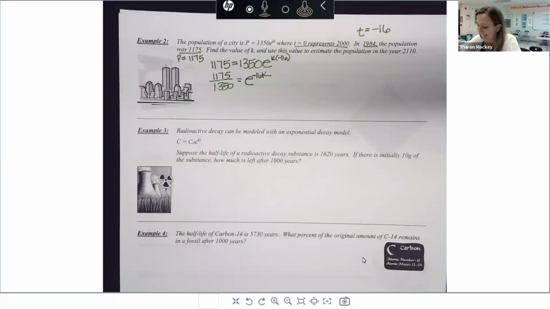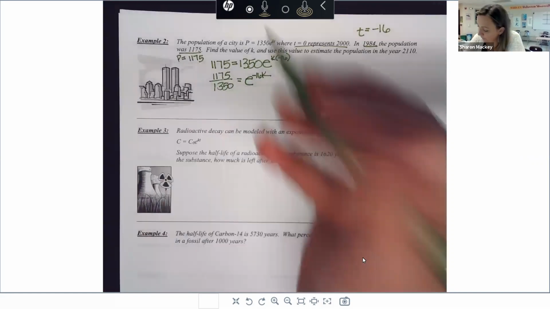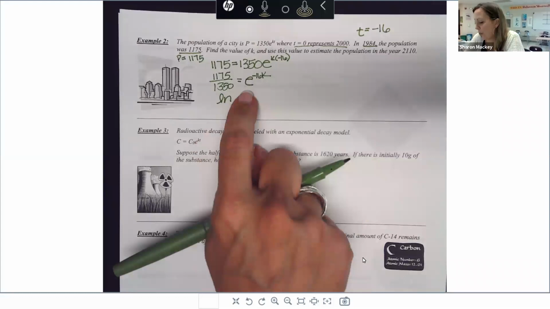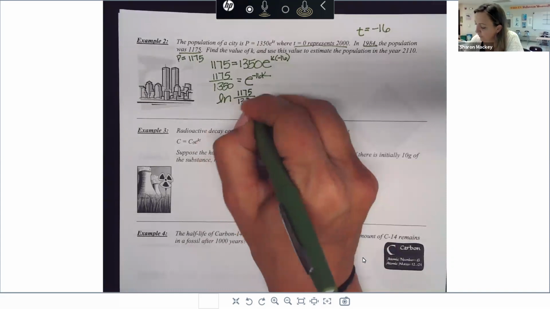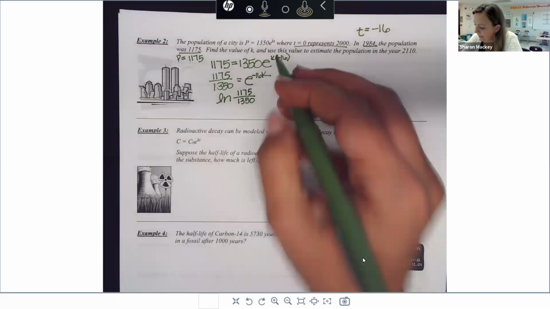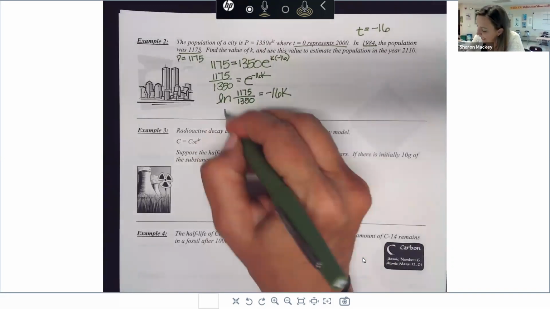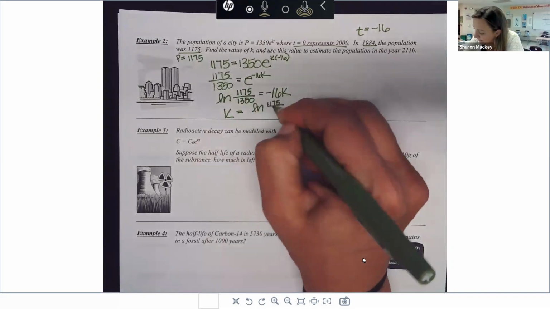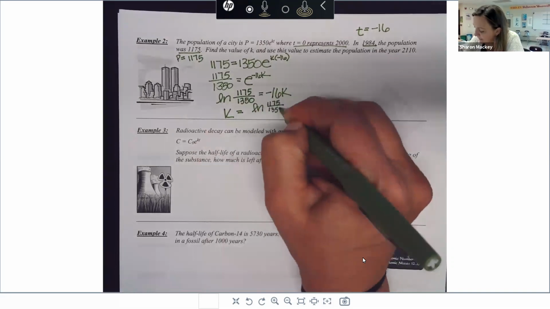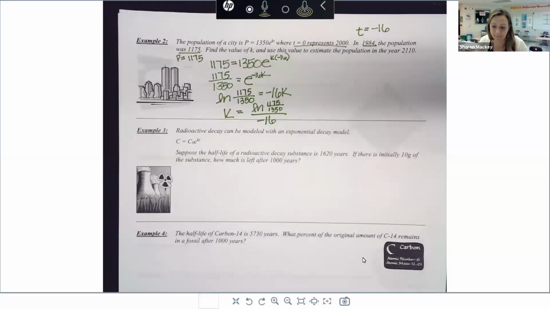So then what I would do, again, k is part of the exponent. So I would either take the natural log of both sides or rewrite in logarithmic form. So we would have log base e of 1,175 over 1,350 is going to be -16k. So what that means is that k is going to be the natural log of 1,175 over 1,350 divided by -16. So that's my value for k. So let's find what that is in the calculator.